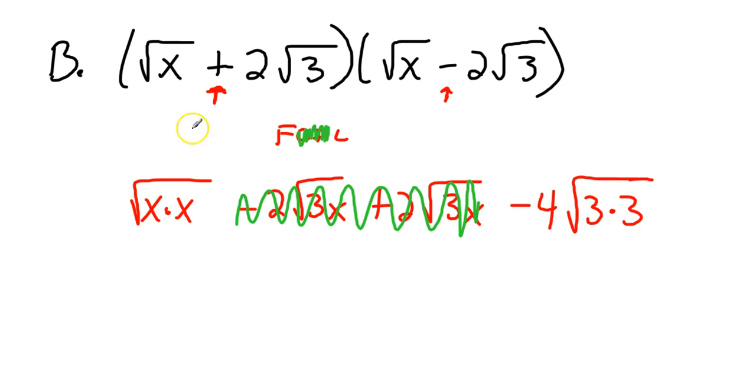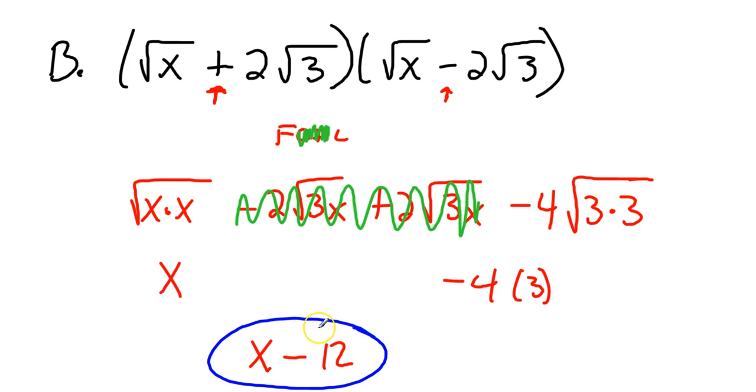So now you've got the square root of x times x, which is just x. And then you've got minus 4. If you do the square root of 3 times 3, that's just 3. So that becomes x minus 12. So if you do get the conjugates, if you happen to catch that when you're working through those, just remember that really all you have to do is do the first times the first, and the last times the last, and then work that part out from there, and then you've got what you're looking for.